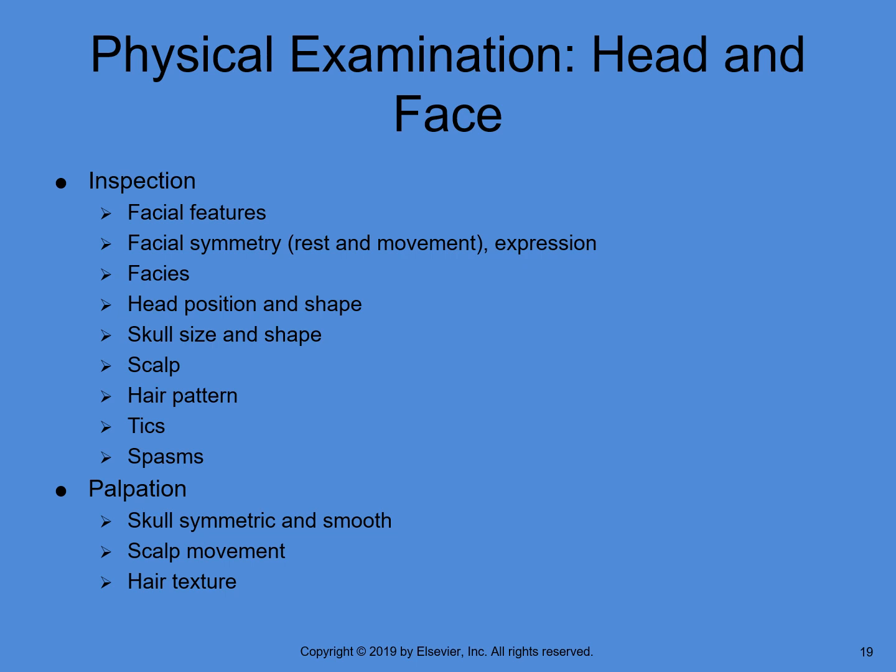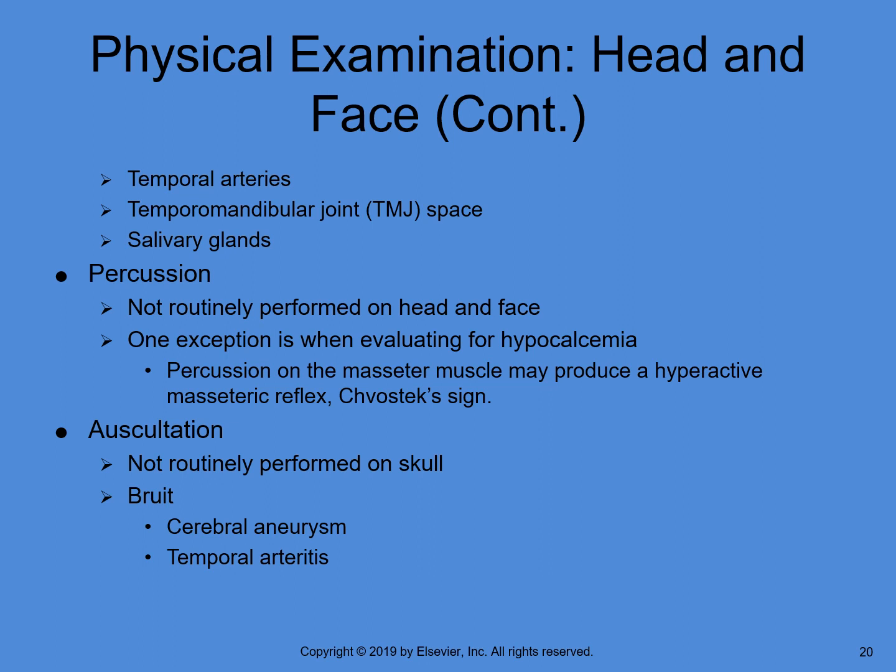So on the inspection, we're going to look at facial features, symmetry, faces, head position and shape, skull size and shape, scalp hair pattern, tics and spasms. When we feel, skull is symmetric and smooth, scalp movement and hair texture, temporal arteries, temporomandibular joint, salivary glands. We don't usually percuss on the head. Auscultation is also not usually done, but sometimes you'll listen for a cerebral aneurysm or temporal arteritis.